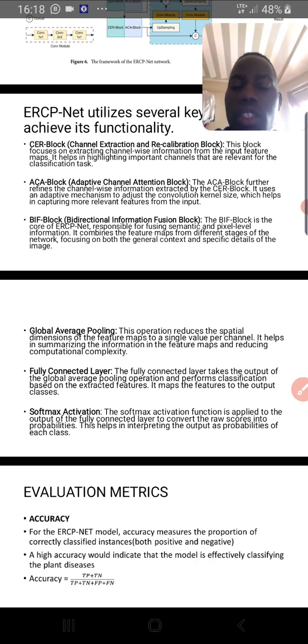The evaluation metrics used in this included accuracy.